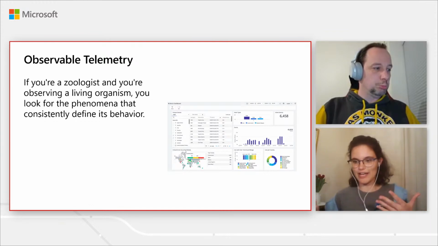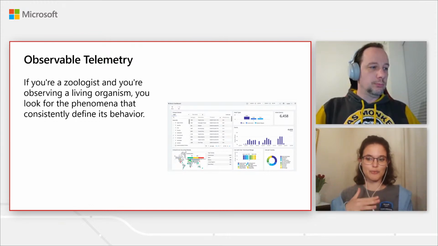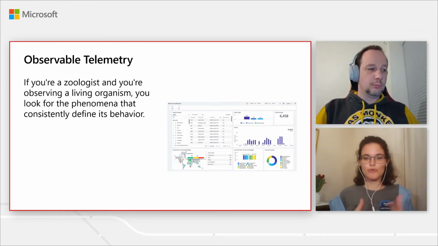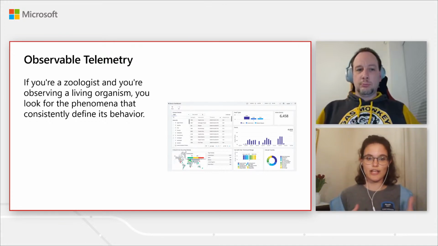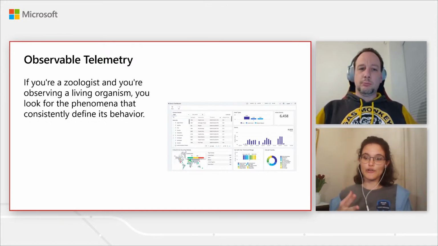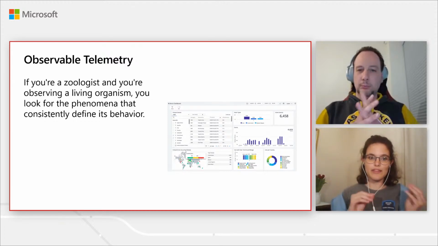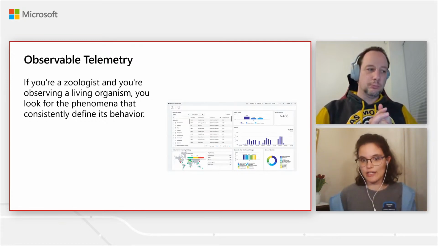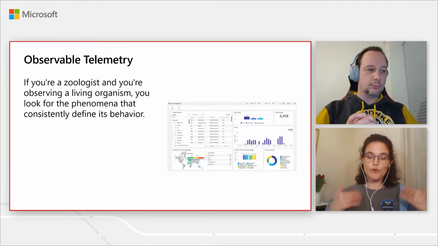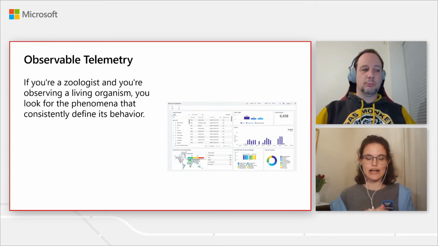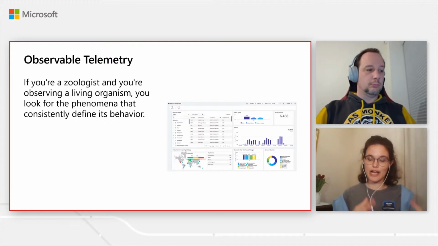Imagine that you, and later Peter will also tell us if this scenario we can have also in Azure. So, for example, say that you are a zoologist and you're observing a living organism and you look for the phenomena that constantly define its behavior. So in an information system, the only way to express behavior is digitally, so through data. And maybe more important is you want to get a clear view of the data, especially when it comes from different sources. What IT teams are looking for is representing continuously changing telemetry information into clear dashboards.